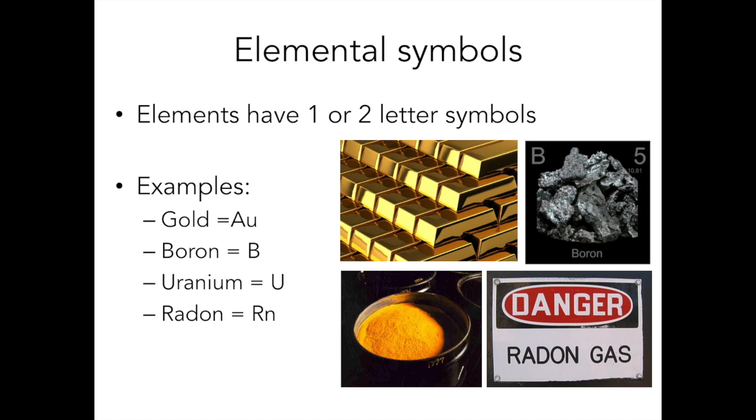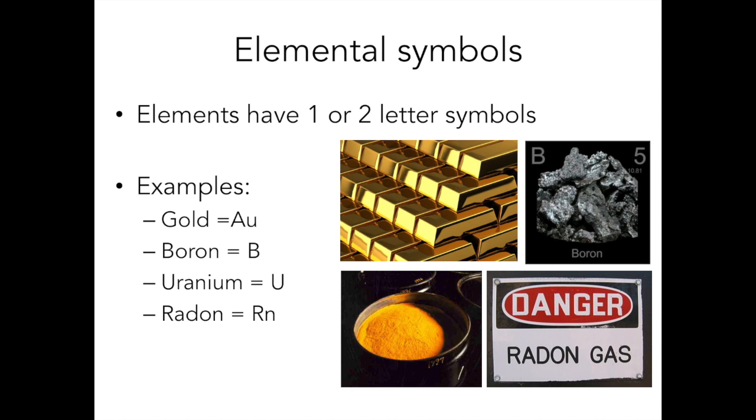So let's talk about the letters first. All elements have a symbol which consists of one or two letters. Typically the first letter is going to be capitalized, and if there's a second letter, it's going to be lowercase. So here are some examples. Gold is capital A, lowercase u. Boron is just B. Uranium is just U. Radon, which is a radioactive gas, is capital R, lowercase n.